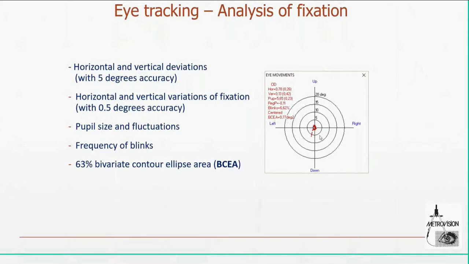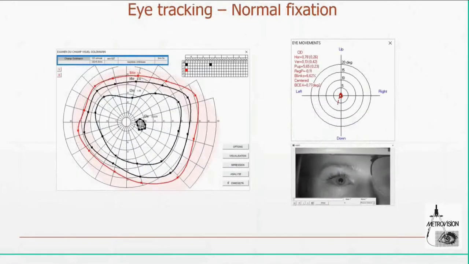is a very difficult word to say, meaning the surface area where the patient will spend 63% of the time of the exam. And it's given in square degrees. So this is an example of a normal subject. During the exam, we can get both the eye movement recording and the video recording, and you can include those in the report at the end of the exam.